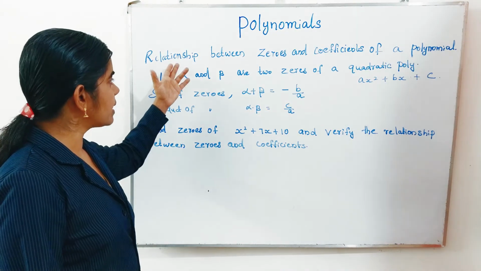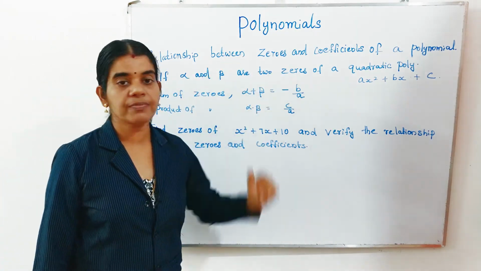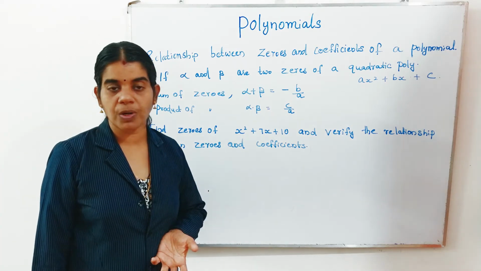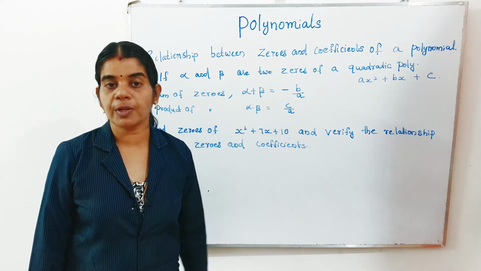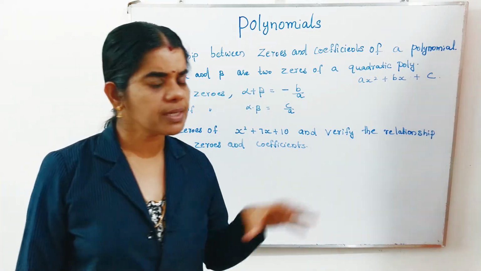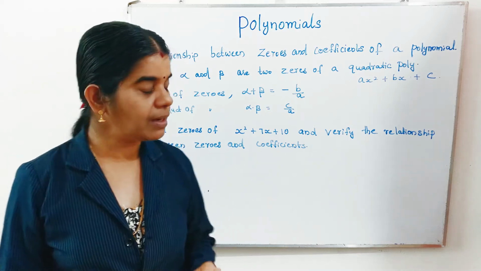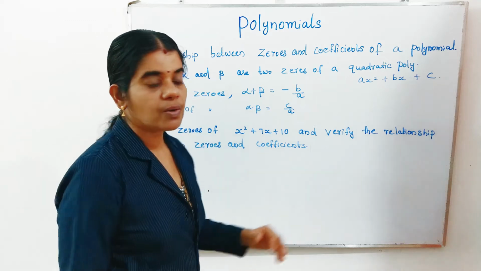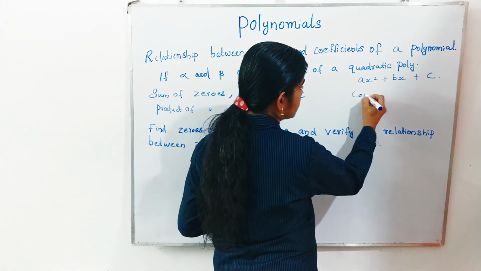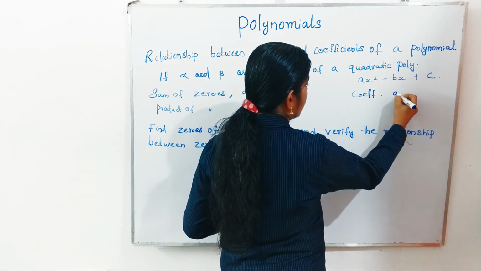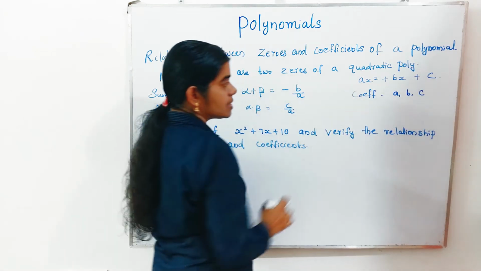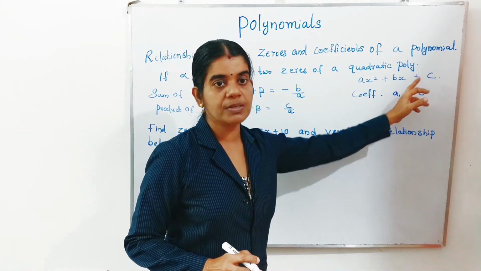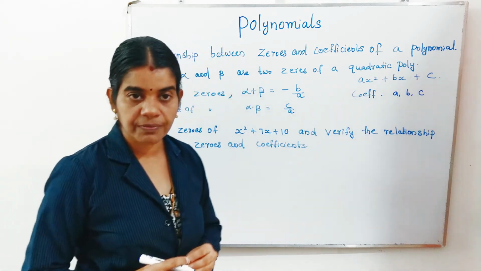Next we are discussing the relationship between the zeros and coefficients of a polynomial. Zeros, you already know, are the solutions of the polynomial. And which are the coefficients? Generally we are discussing the quadratic polynomial. The general form of a quadratic polynomial is ax square plus bx plus c. Here which are the coefficients? a, b, c. That is, the x square coefficient will be a, the x coefficient will be b, and the constant term will be c. a, b, c are the coefficients.